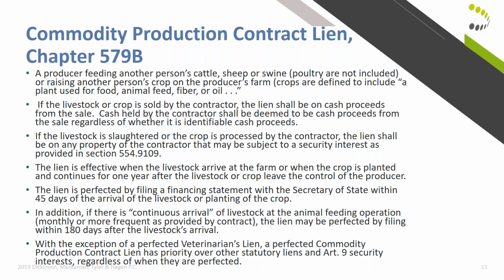With the exception of a perfected veterinarian's lien, a perfected commodity production contract lien has priority over other statutory liens and Article 9 security interests, regardless of when they are perfected. And again, this ag lien does not require an express statement on the financing statement. So going back to the cattle feedlot operator, if that's your business, then realistically, when you file the financing statement, it could be either a Chapter 579A or 579B ag lien.